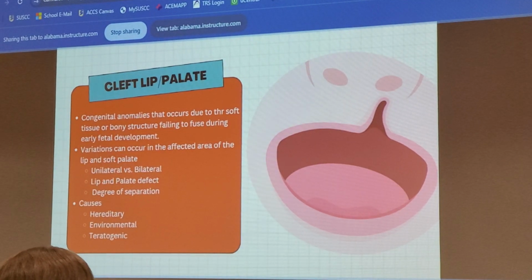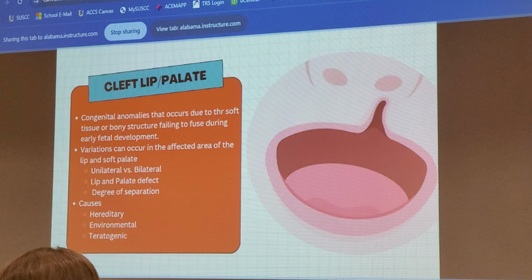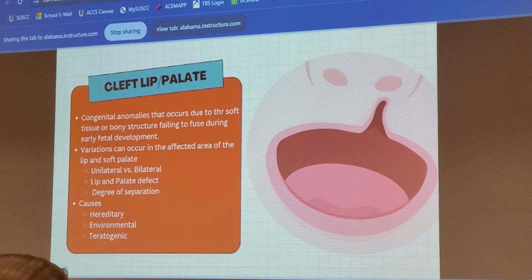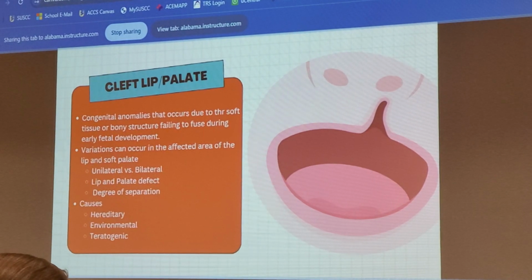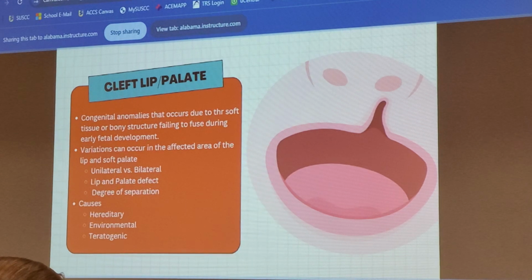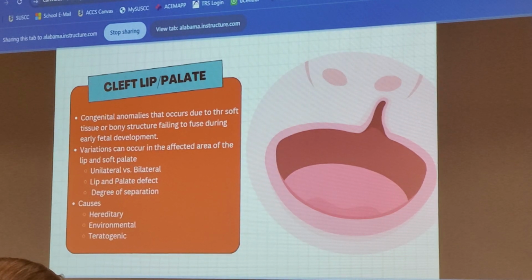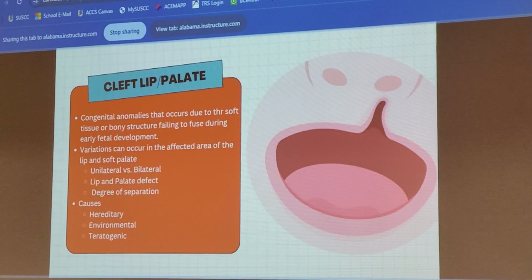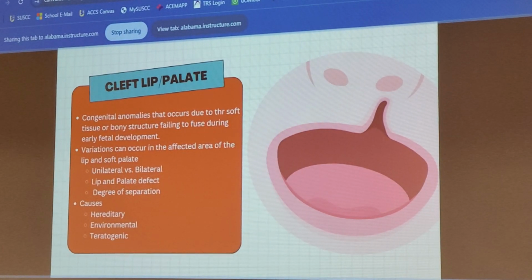And usually, at 4 to 9 weeks of development inside the womb, during that early development, that's when these soft structures are going to start to close up and try to conjoin together. And so there's some type of anomaly, something that didn't occur, fully fused together, and that's when we develop the cleft lip and the palate. We can have a lot of variations within our cleft lip and cleft palate.